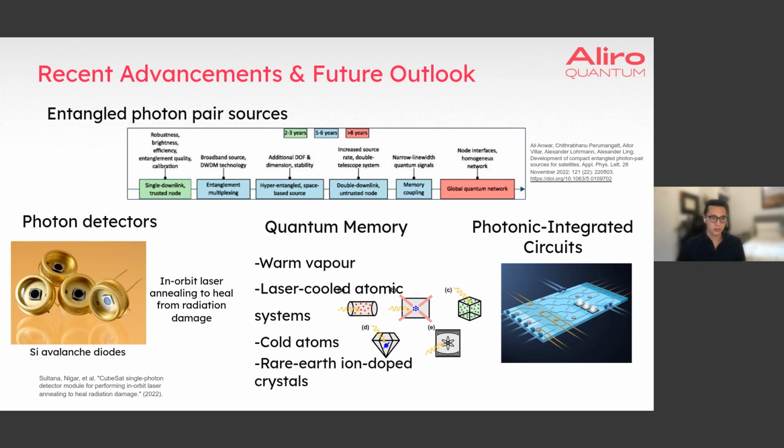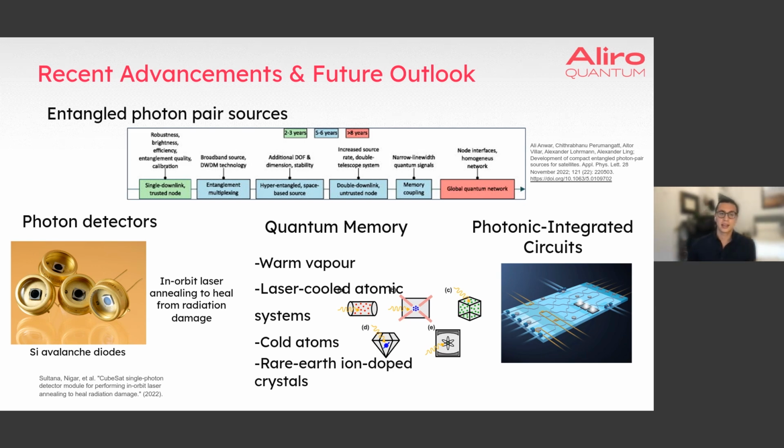Photon detectors are also extremely important. We need to detect these quantum photons, right? So if we're mounting detectors on satellites, as I mentioned before, radiation is something we have to think about, and radiation does have an effect and it does degrade the quality of our photon detectors. As I mentioned earlier, we need these systems to be reliable and to be self-calibrating and self-healing.